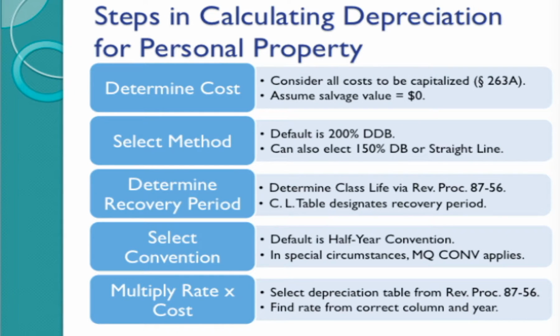These are the basic steps you're going to use in calculating depreciation for personal property. Again, this is not personal use property. This is other than real property. You start with determining the cost. You select the method of depreciation. The default is 200% double declining balance. You can also select 150% or straight line.